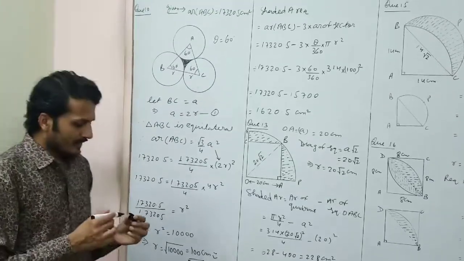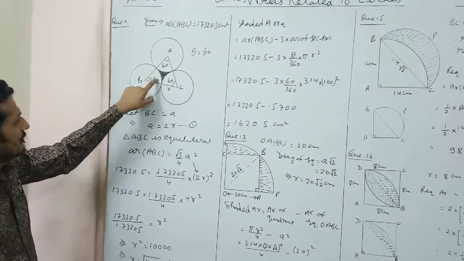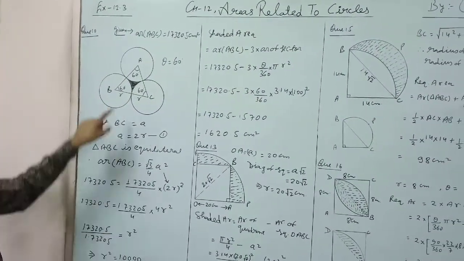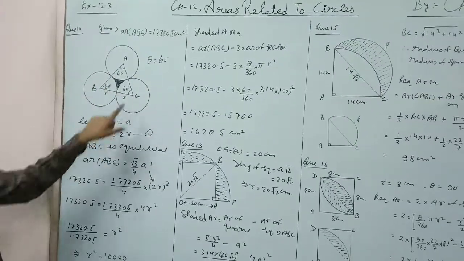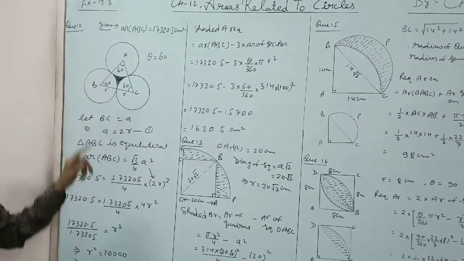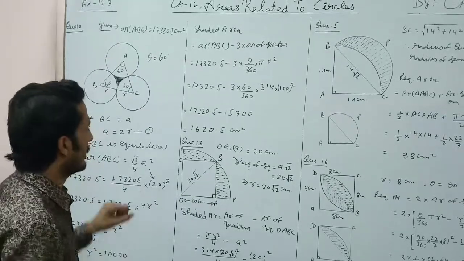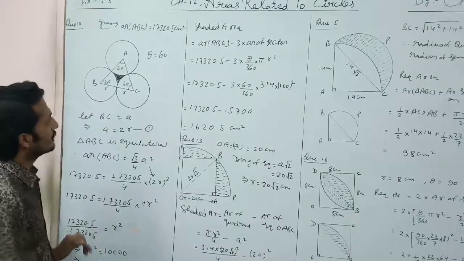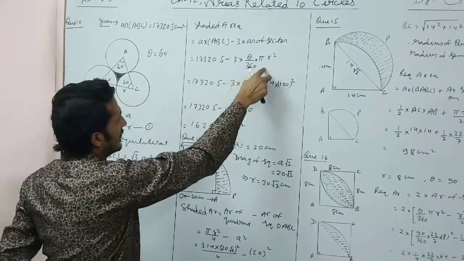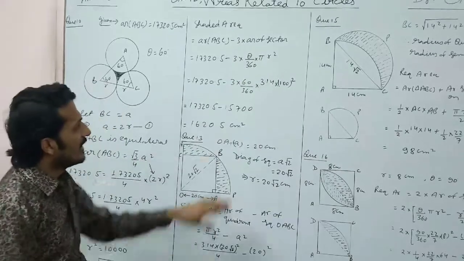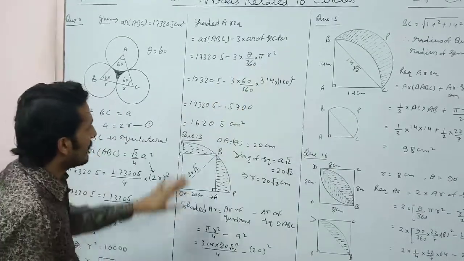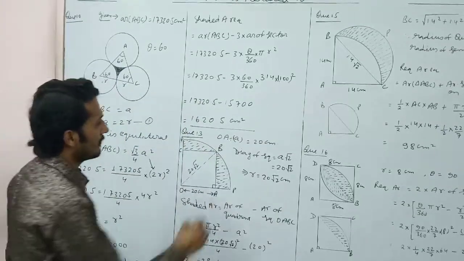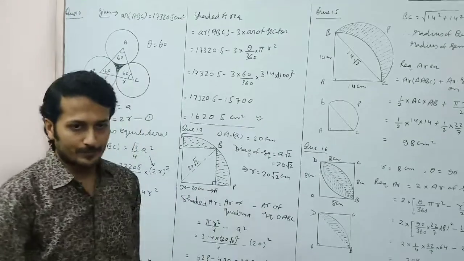Okay. Now that we have discussed, to find the shaded area, it is ABC minus 3 into area of sector. Now we have radius. As triangle ABC is equilateral triangle, so theta will be 60 degree because each angle of equilateral triangle is 60 degree. So shaded area is area ABC minus 3 into area of sector. Area of ABC is given. Area of sector is theta upon 360 into pi r square. Now put the value of theta and r. By simplifying it, we get required area is 1620.5 centimeter square.